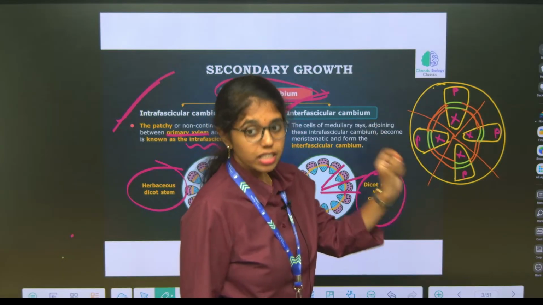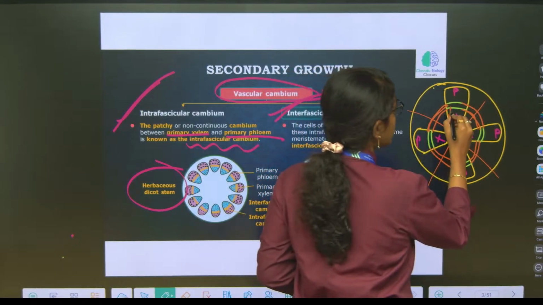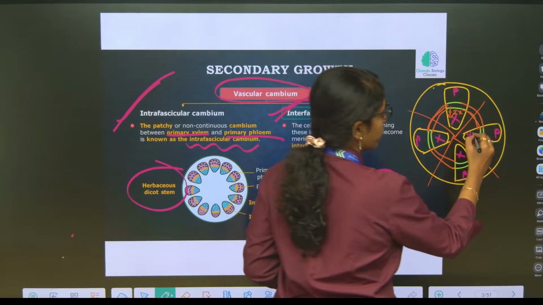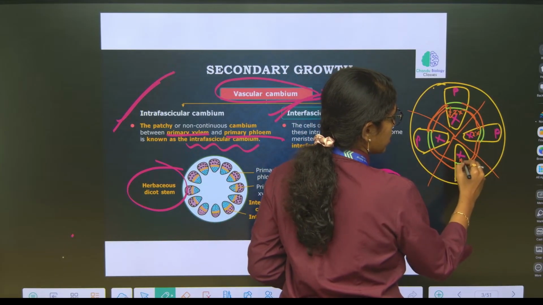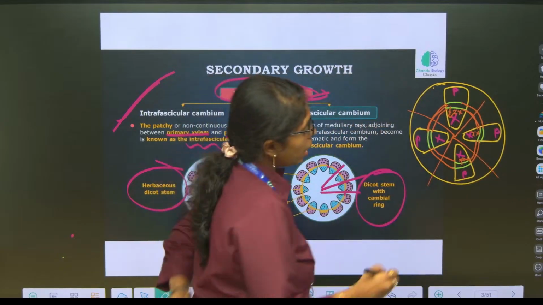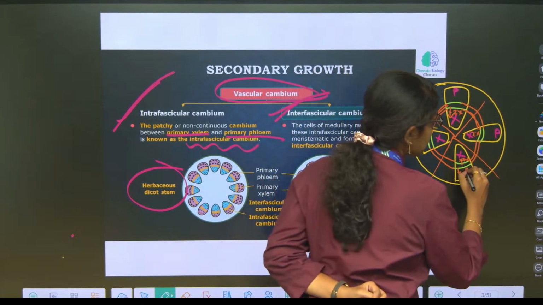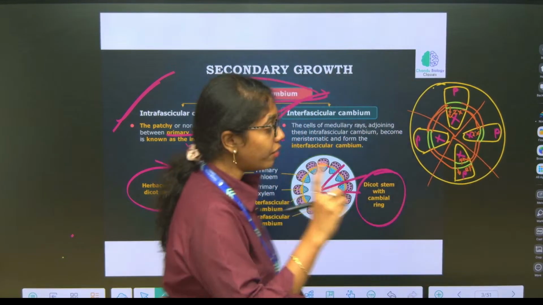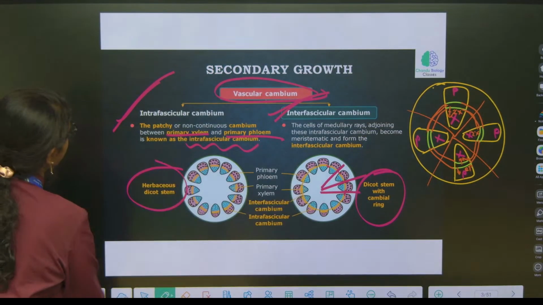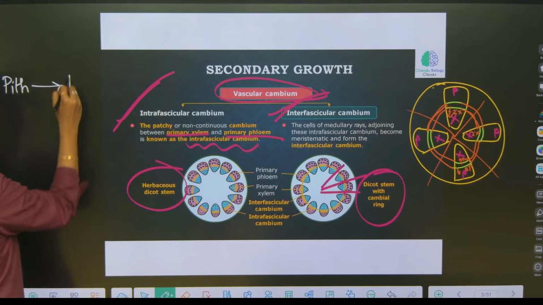Those cells which are formed towards the xylem, we will term them what? Secondary xylem. Towards the xylem, whichever new cells are formed, what are they? Secondary xylem. And towards the phloem, whichever new cells are formed, those are what? Secondary phloem. So, now if you have to see from pith to pericycle, observe carefully from pith to pericycle.